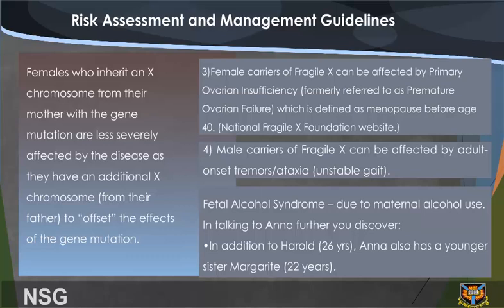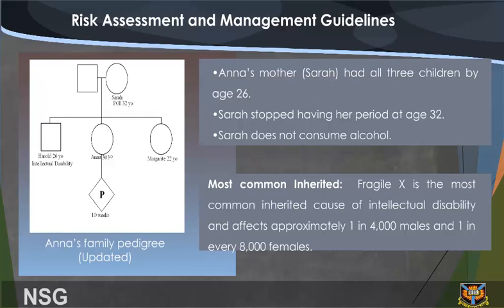Fetal alcohol syndrome is due to maternal alcohol use. In taking history on Hannah further, we discover, in addition to Harold, 26 years, Anna also has a younger sister, Marguerite, 22 years. Anna's mother, Sarah, had all 3 children by age 26. Sarah stopped having a period at age 32. Sarah does not consume alcohol.